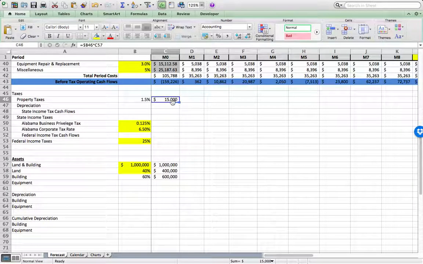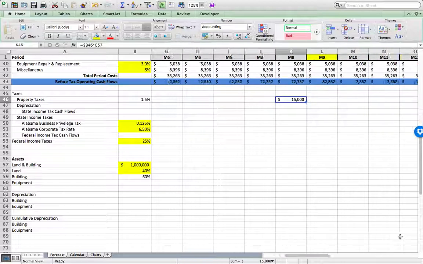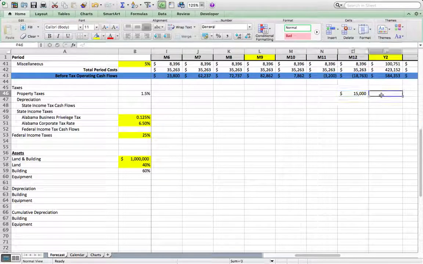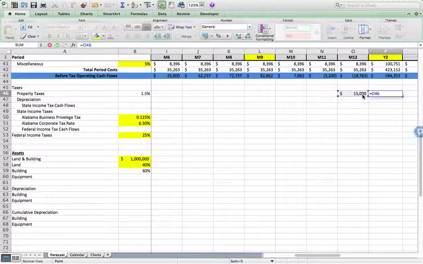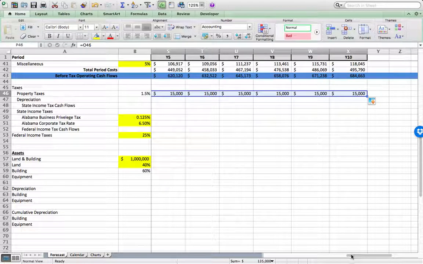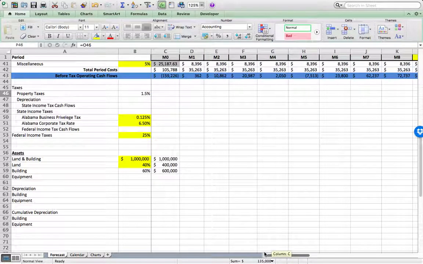Now, I've set that here. In reality, that one's not going to happen until out in month 12. So I'm going to drag it all the way out to month 12. All right. And then it's going to happen every year after that. So we just want to build that in. And you know, it is a cash expenditure, so we do care about that.